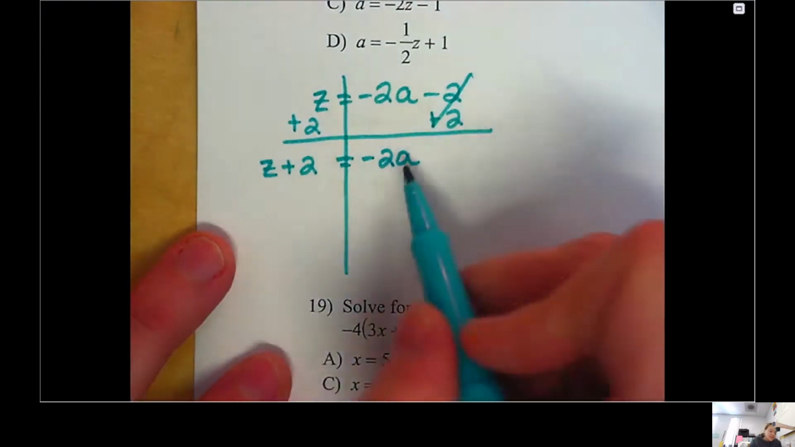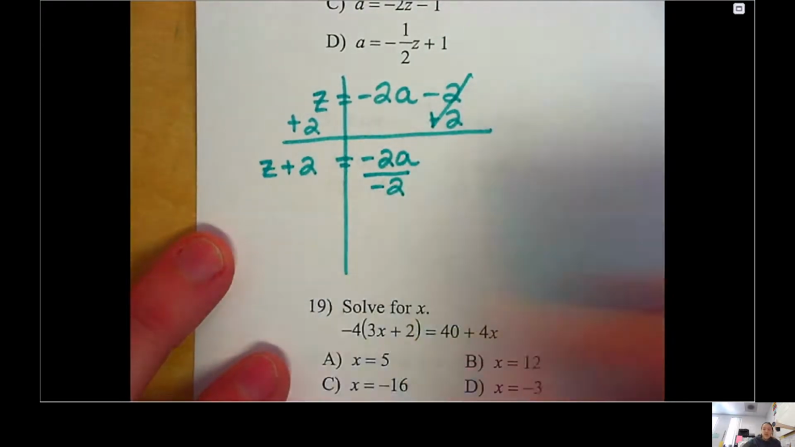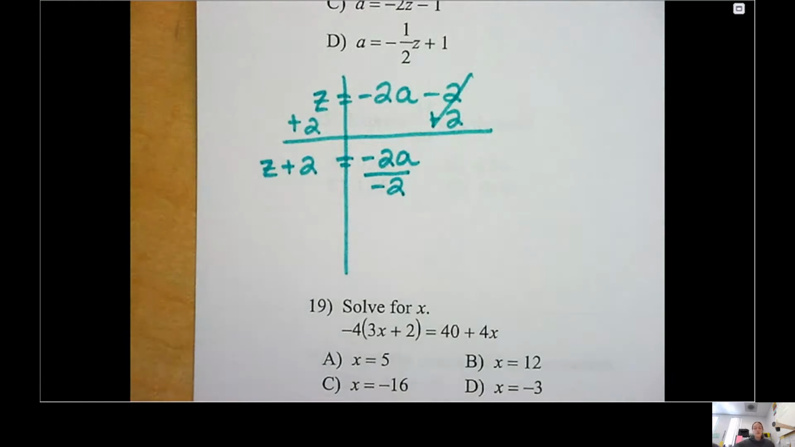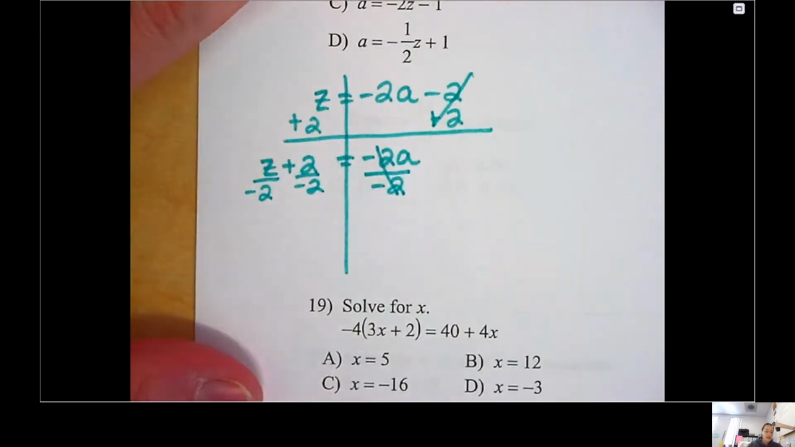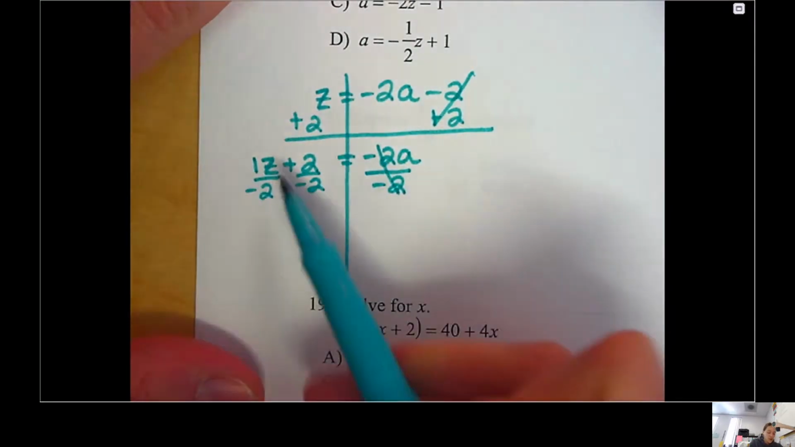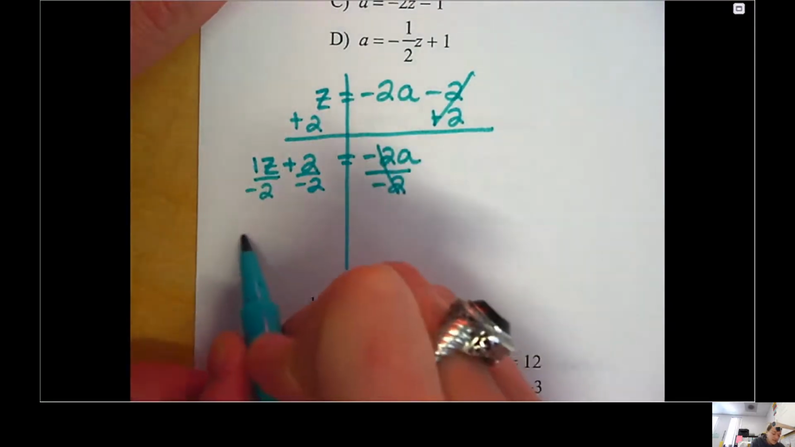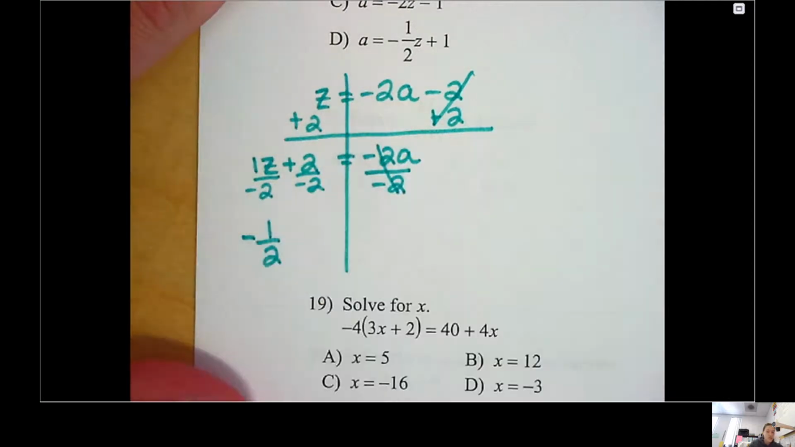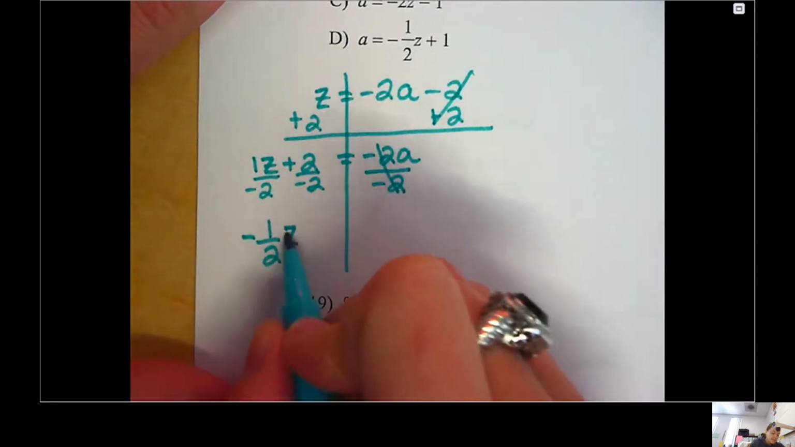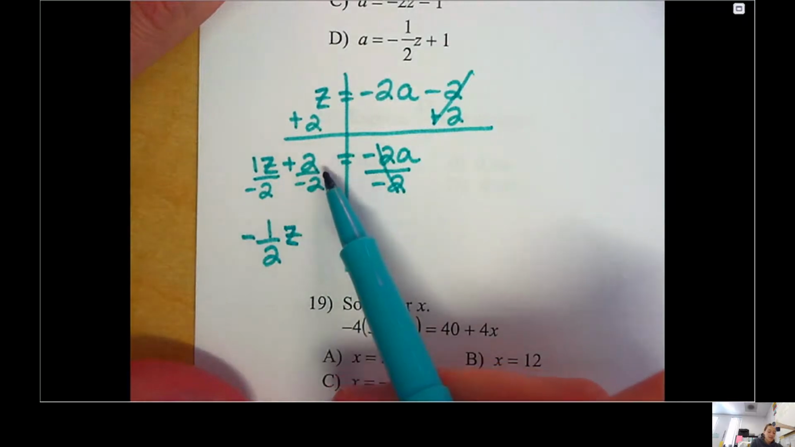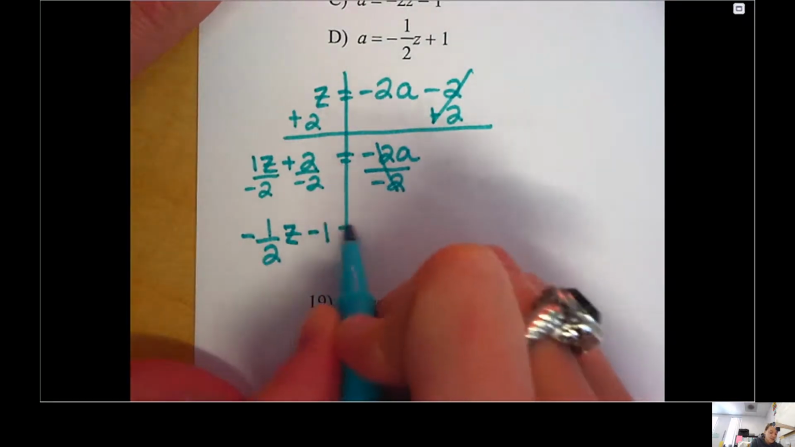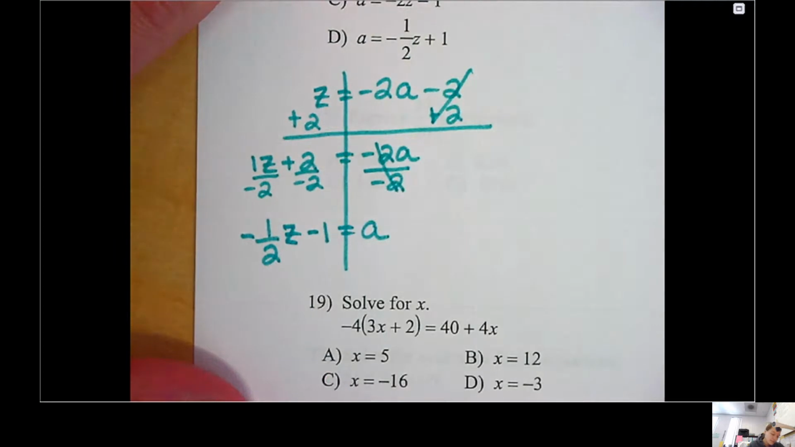And now the last step is to get the A by itself. I have to divide by negative 2. Whatever you do to one side of the equation, you have to do to the other. You have to do it to everything. So divide by negative 2, divide by negative 2. Okay, now there's nothing in front of the Z. You can put a 1 there. So 1 divided by negative 2 stays negative 1 over 2. I keep the Z. And then positive 2 divided by negative 2 is a negative 1. And there's my A value. So that would be letter A.